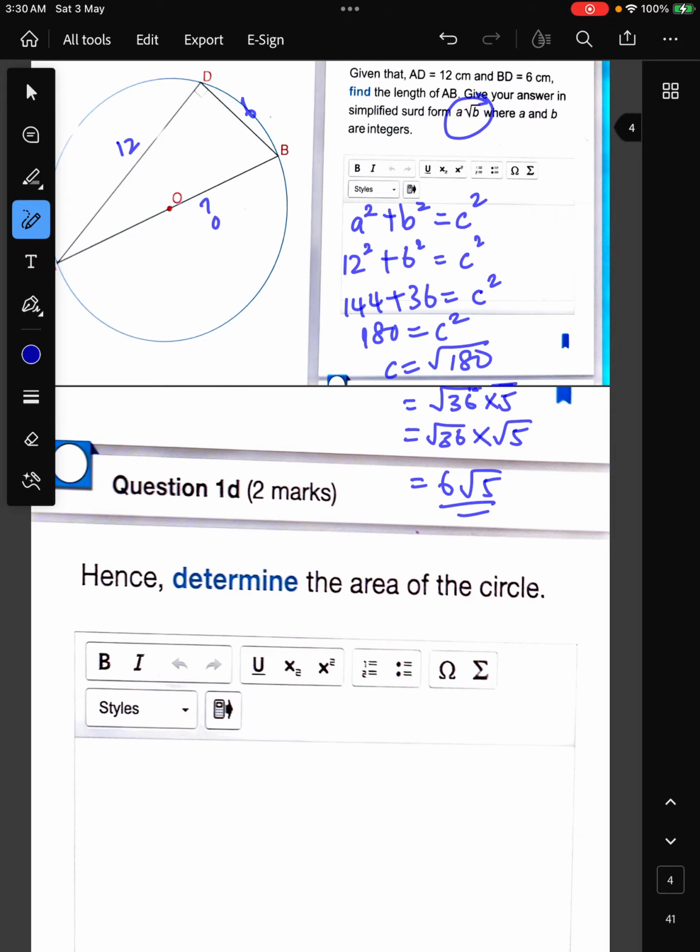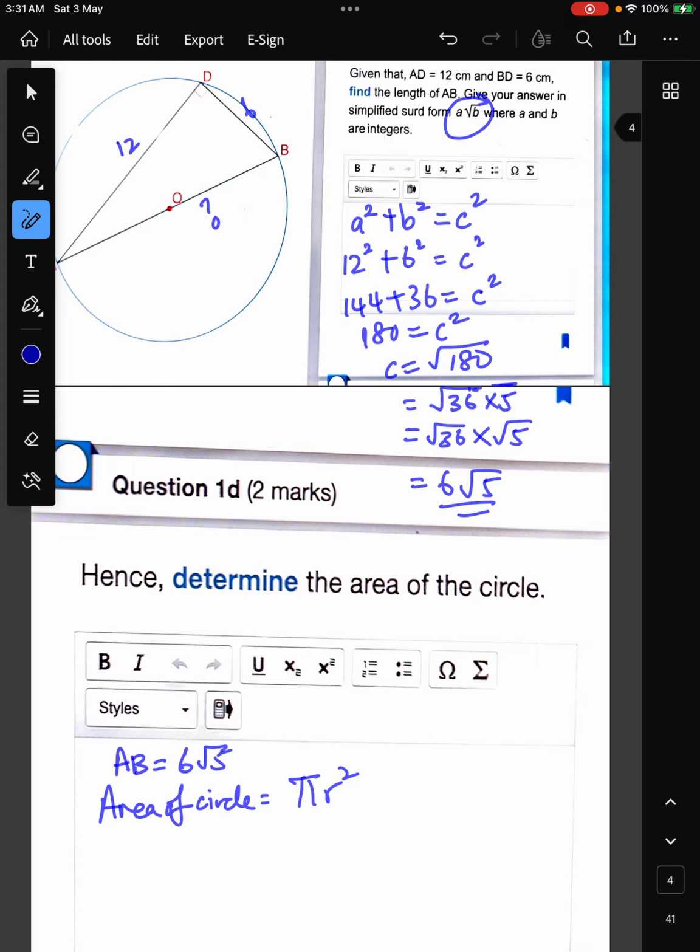Okay, and let's look at question 1D. It says, hence, we're going to determine the area of the circle. Okay, and it's based on the previous part. So we do know that AB is going to be 6 root 5, which is the diameter of the circle. And we know that the area of a circle is going to be pi r squared.